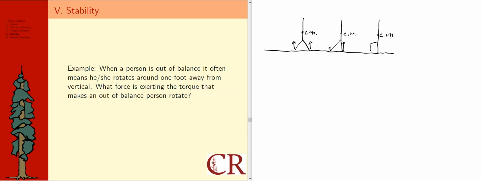When a person is out of balance, it often means he or she rotates around one foot away from vertical. What force is exerting the torque that makes an out of balance person rotate?